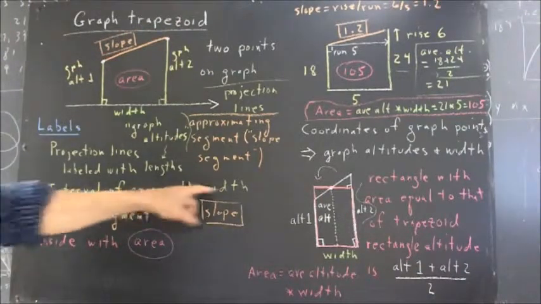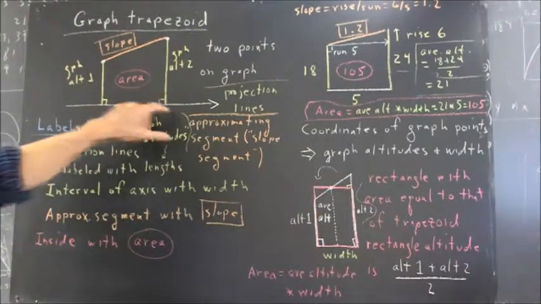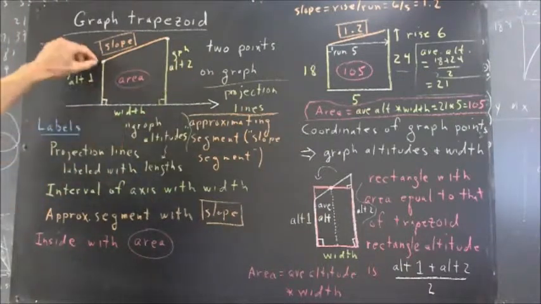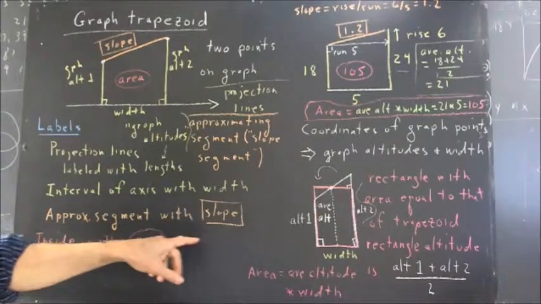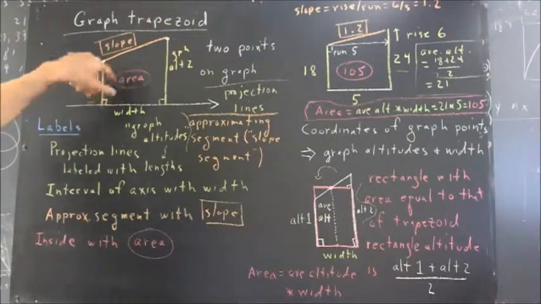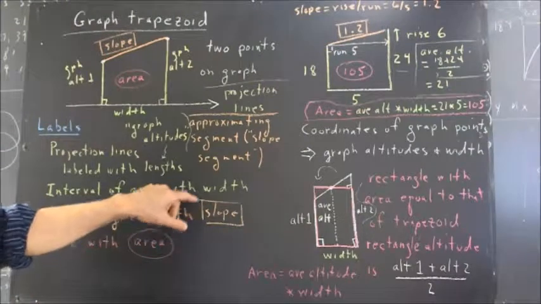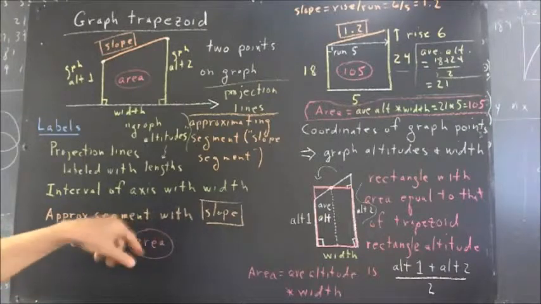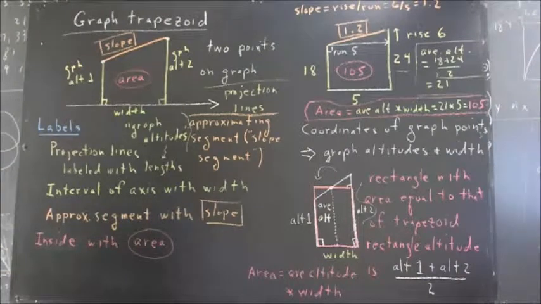Then we label the interval of the axis with its width. Whatever the distance in the horizontal direction, or the direction of the axis, from this point to this point is going to be the width. And the approximating segment we're going to label with its slope. Finally, the inside of the trapezoid is going to be labeled with its area. Now, to indicate numbers that mean slope rather than a length, we can put a box around it. And area, again, to distinguish from lengths and other possible dimensions, with a circle around it.